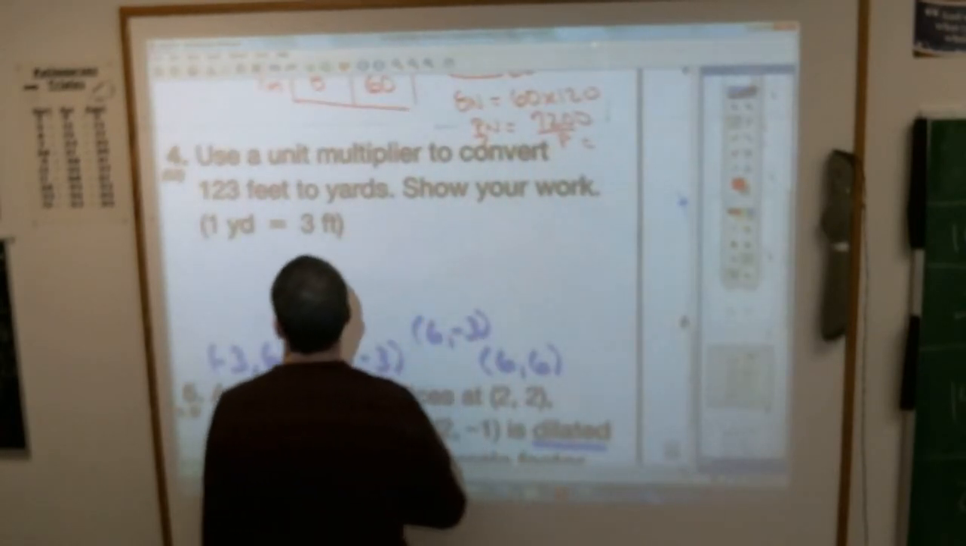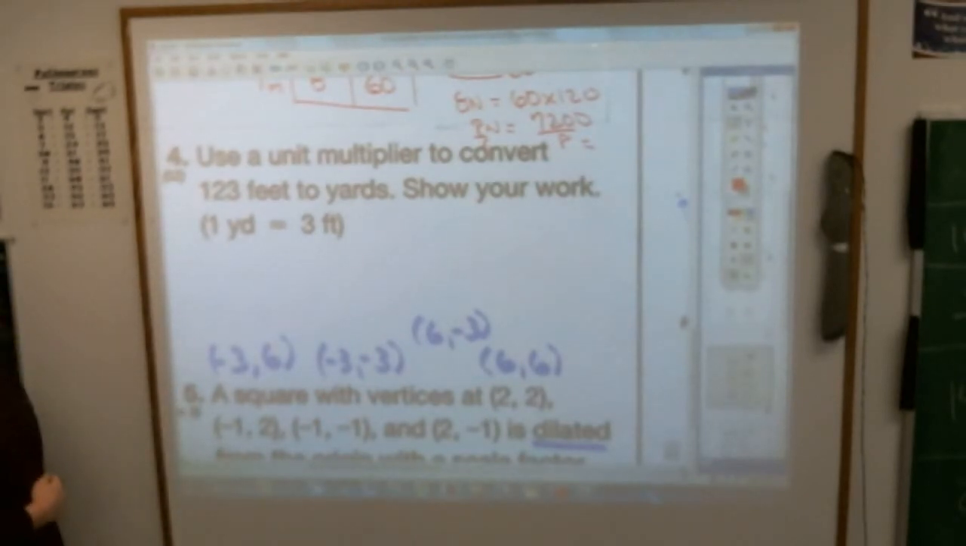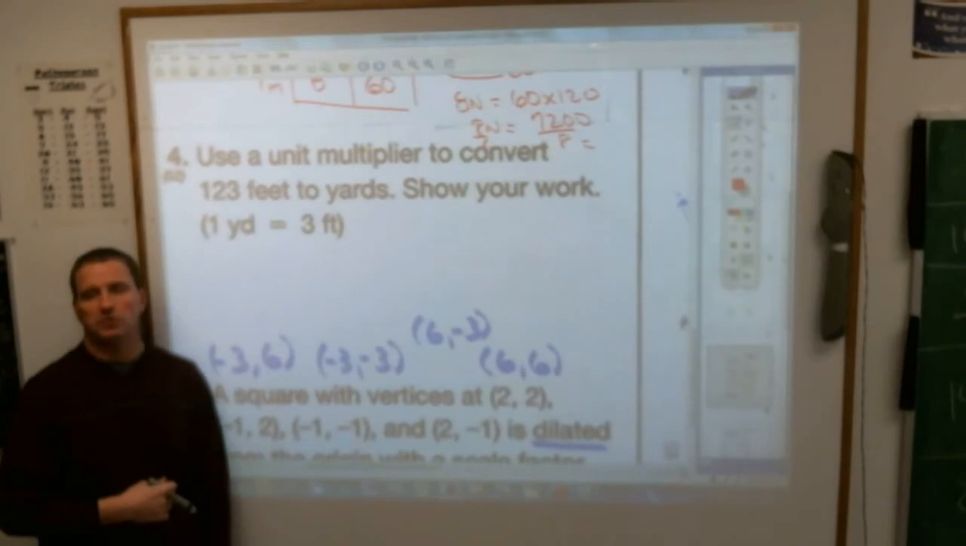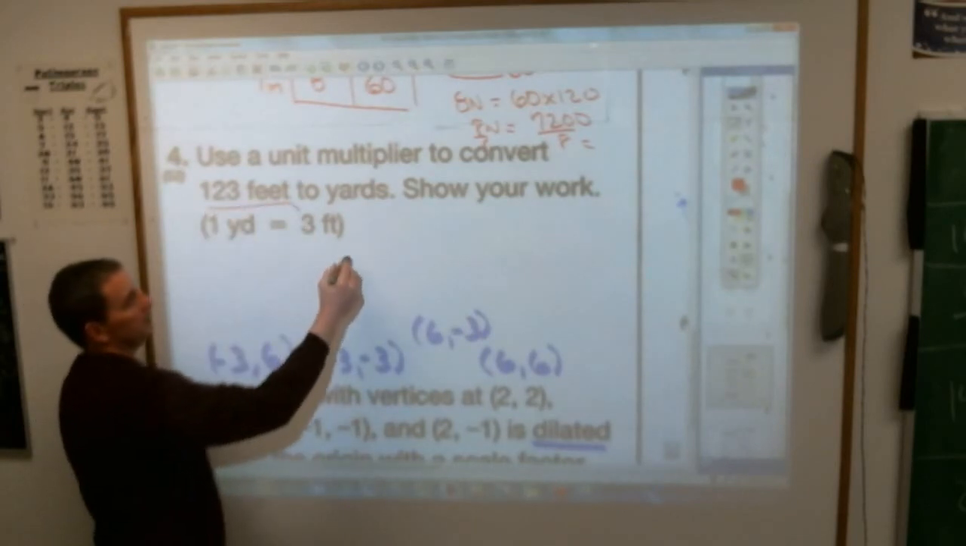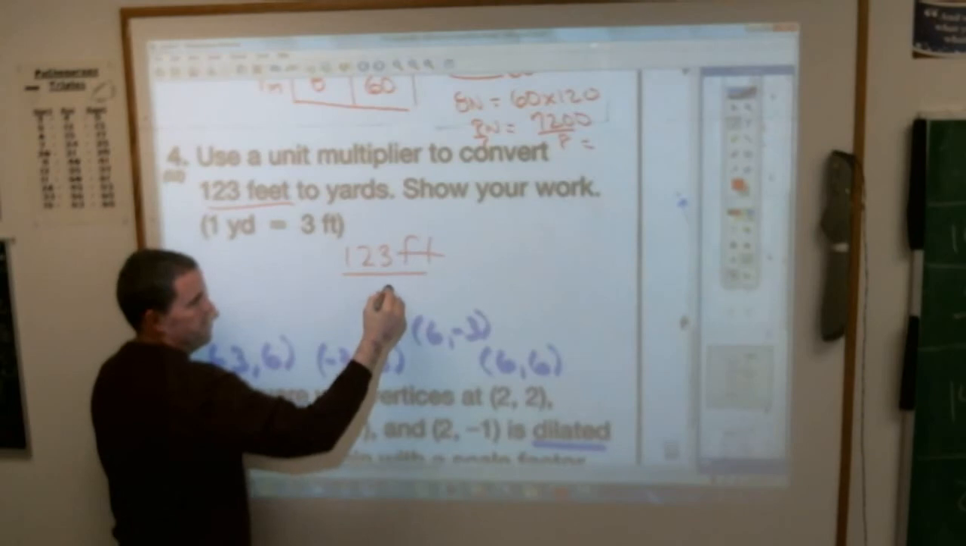Use a unit multiplier to convert 123 feet to yards. Show your work. The rules with unit multipliers are as such: you take what they give you and put it over 1. So I take 123 feet and put it over 1.